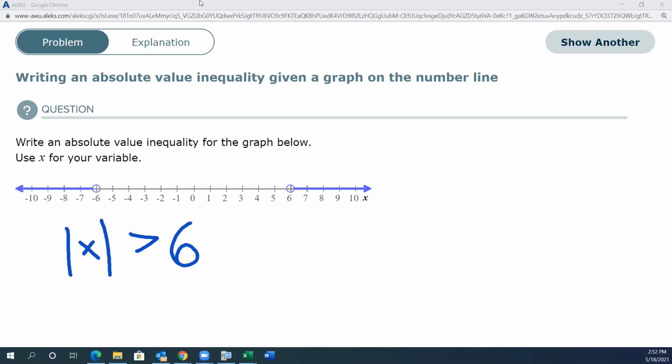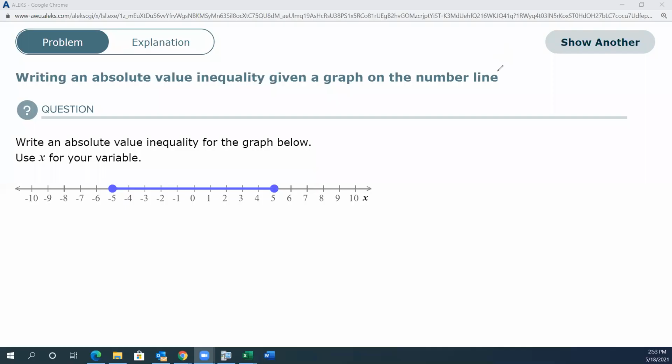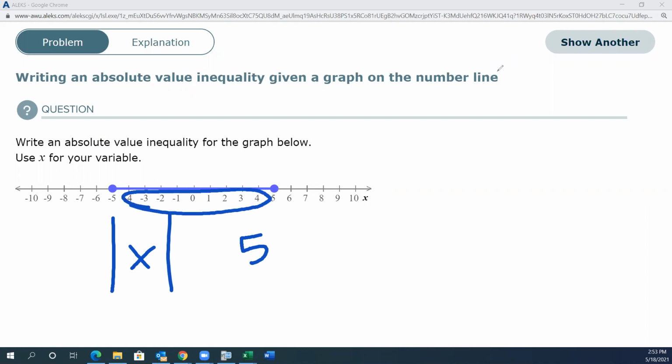Okay. Let's try one more of those. So once again, we're going to have the absolute value of some number, and I think we can agree that 5 is the number we want to compare to. If I take the absolute value of any of these numbers that are shaded in, you'll notice that they are all smaller than 5, aren't they? They're all less than 5. But it can be equal to 5, because the -5 and the 5 are shaded in as well. And that would be how you would do it.